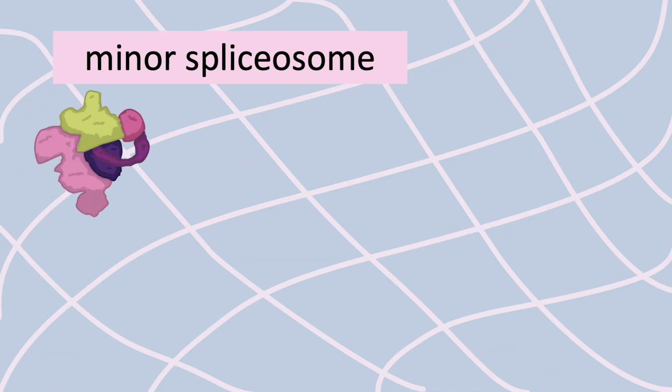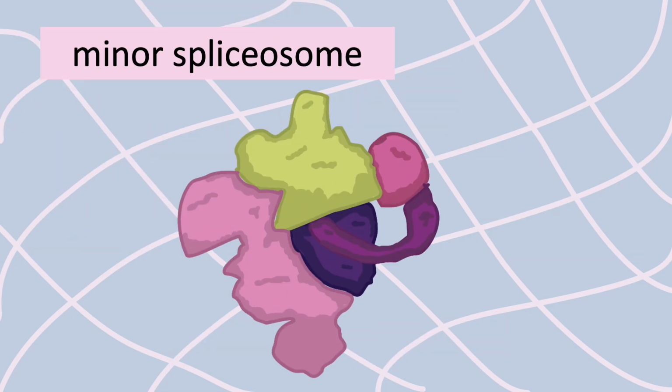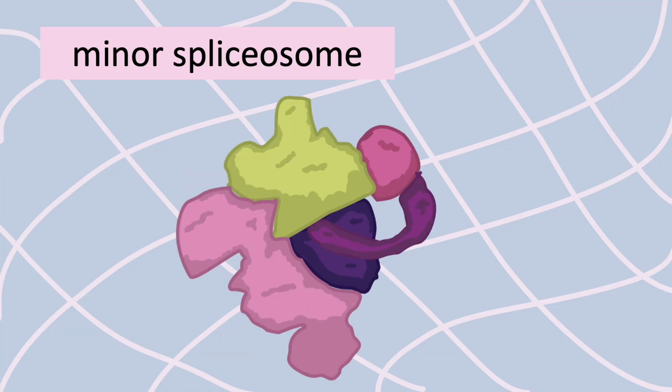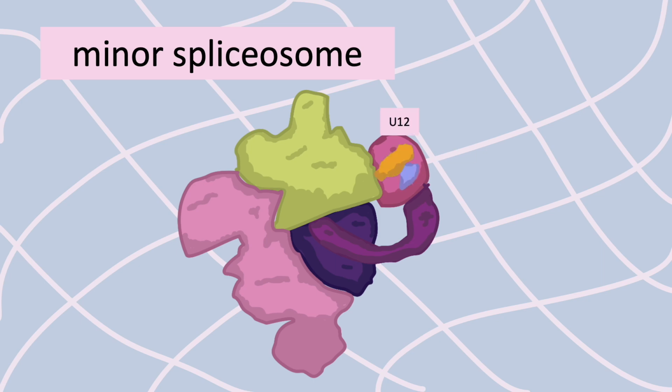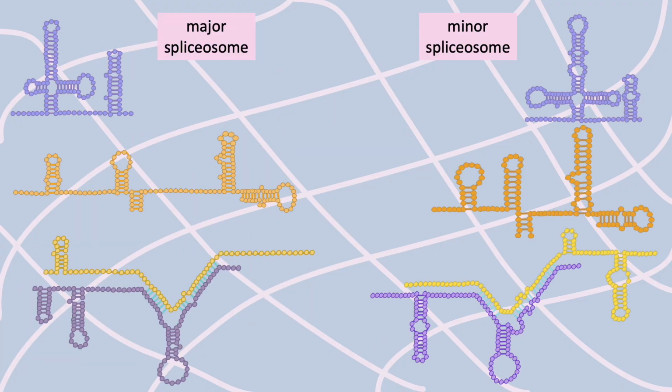The minor spliceosome removes minor class introns. Minor class introns, also known as the U12 introns, are defined by their divergent 5' splice site and BPS. The minor spliceosome differs from the major spliceosome in its composition. The minor spliceosome contains 5 different snRNAs. 4 of them, U11, U12, U4atac, and U6atac, are unique, and the 5th snRNA, U5, is shared with the major spliceosome. The 4 unique snRNAs are functionally equivalent to the major spliceosomal components U1, U2, U4, and U6 respectively.